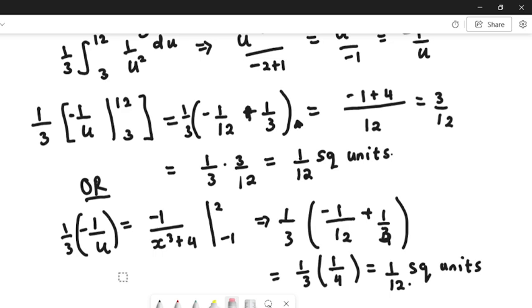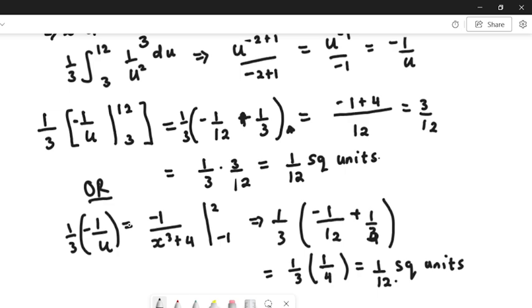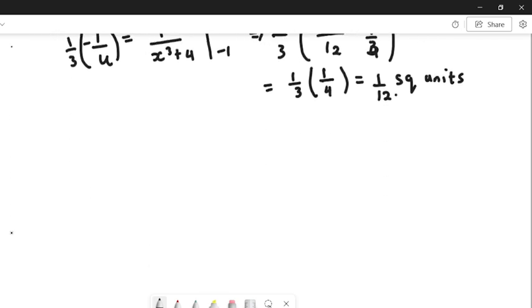Our next example is still on using substitution. So we have example 2: integrate from -1 to 3 of x over the square root of 7 plus x squared dx.